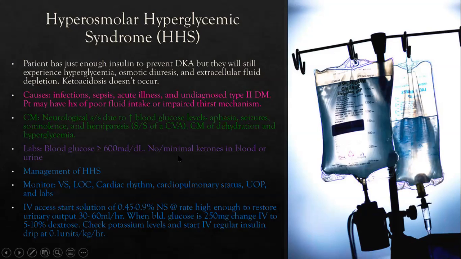They will have no to minimal ketones in blood or urine. Key point, because DKA has tons of ketones. Management of this, same thing. Monitor vital signs, LOC, cardiac rhythm, cardiopulmonary status, urine output, and labs. And guess what? Your treatment is basically the same thing. IV fluids, enough to restore urinary output. You're going to monitor blood glucose, and when it gets to about 250, you're going to change them and have some sugar along with the IV fluids. You're going to check potassium levels and start IV regular insulin.